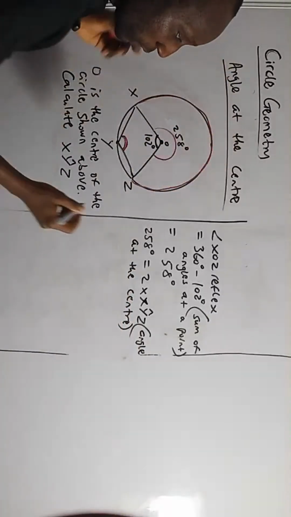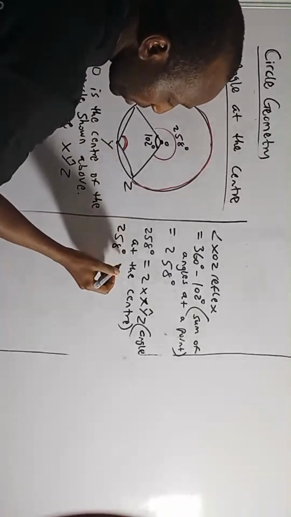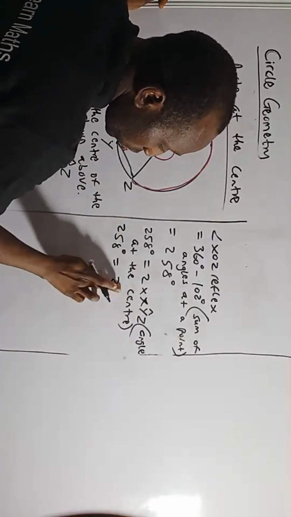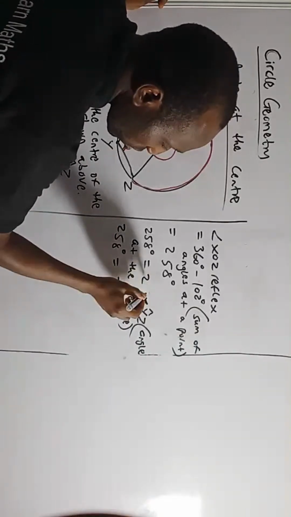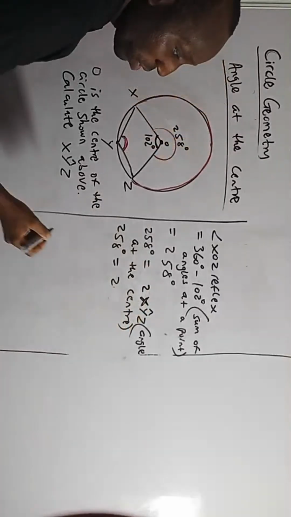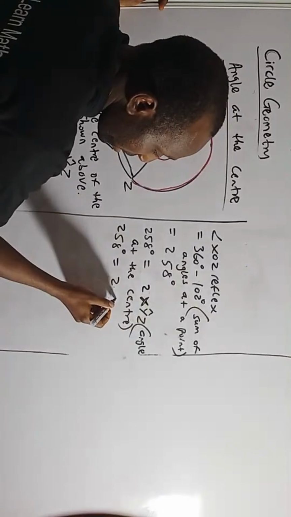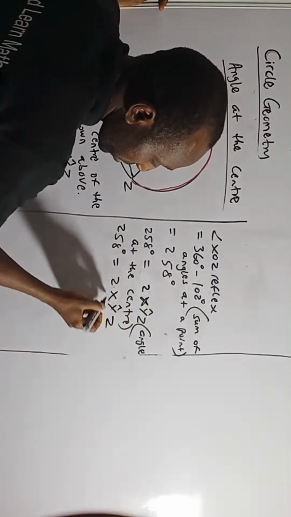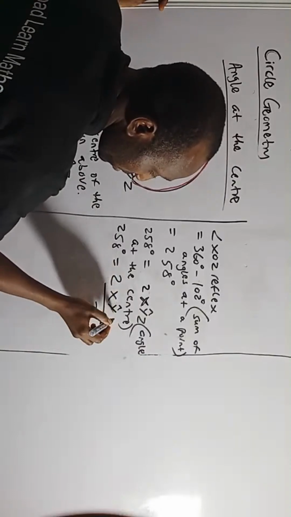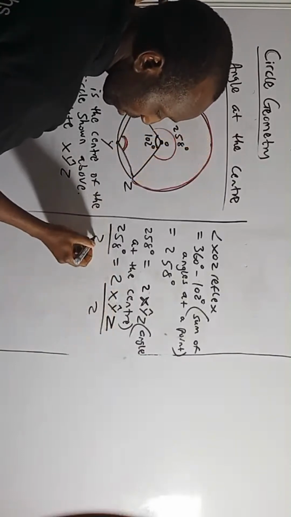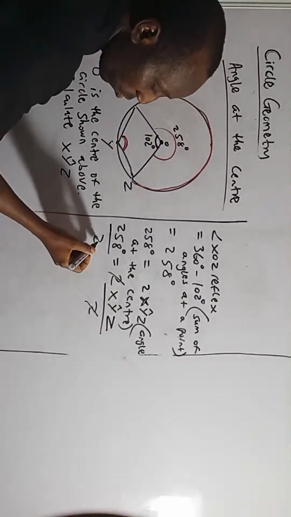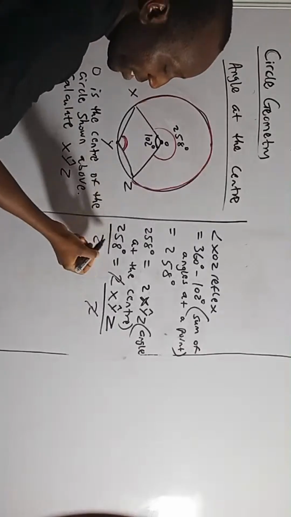Yeah. So 258 degrees, if I divide both sides, let me just rewrite it again. 2 times 2 XYZ, I don't want this to get us confused. So 2 XYZ, that's 2 times XYZ. If I divide both sides by 2, 2 cancels 2. So angle XYZ will be 258 divided by 2.